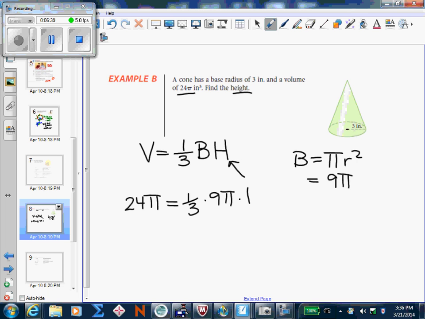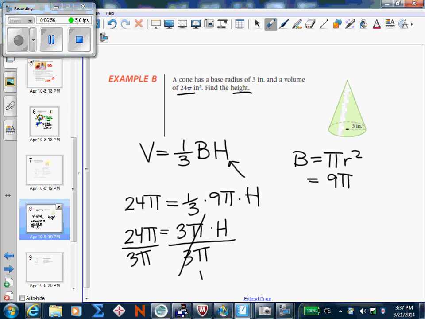And we are going to solve for big H. So 9 divided by 3 is 3 pi. We can divide both sides by 3 pi to get 8 for the height of our cone.